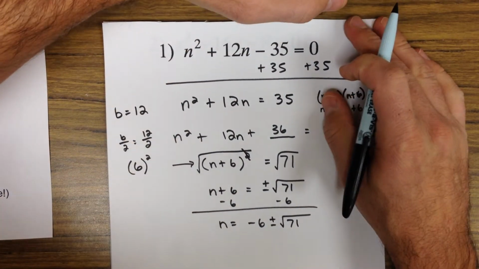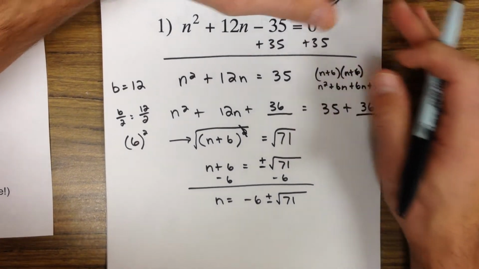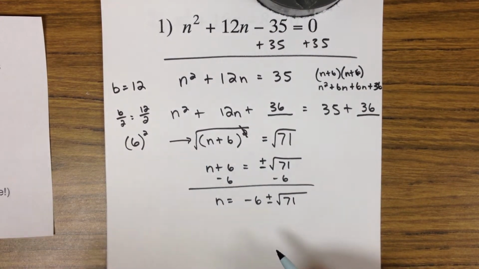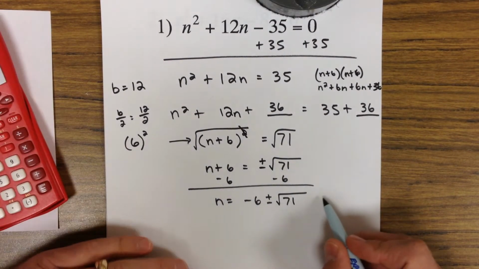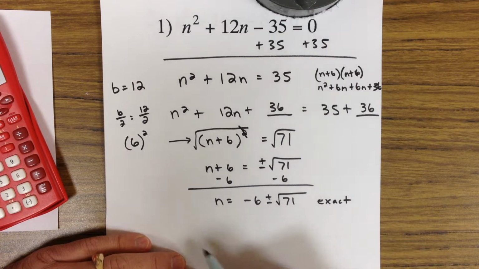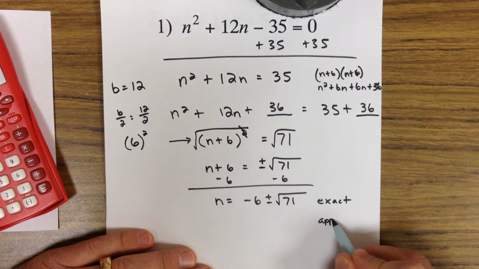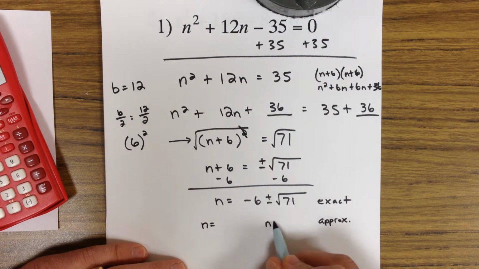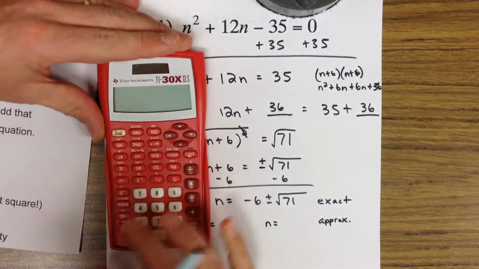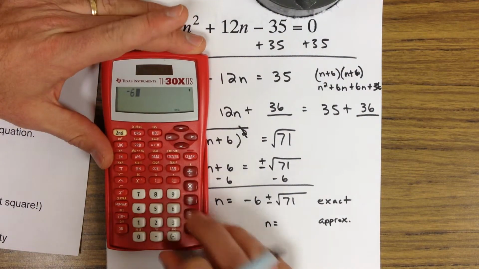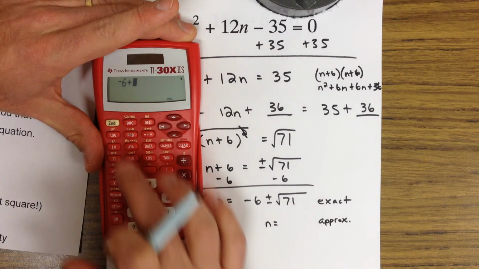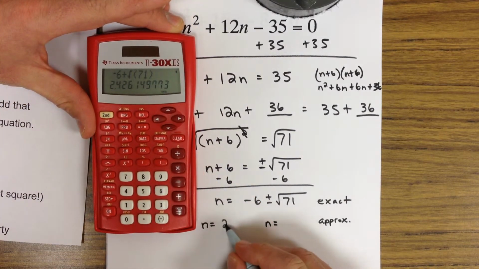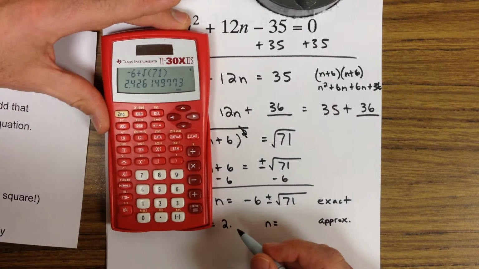Now, something new that I'd like you to do is write this as a decimal, if possible. So not only do we have the exact solution, I want an approximate decimal answer. So n equals two different decimals. To do that, all I have to do is do negative 6 plus radical 71, press enter, and I get, we'll just do the nearest tenth, 2.4.